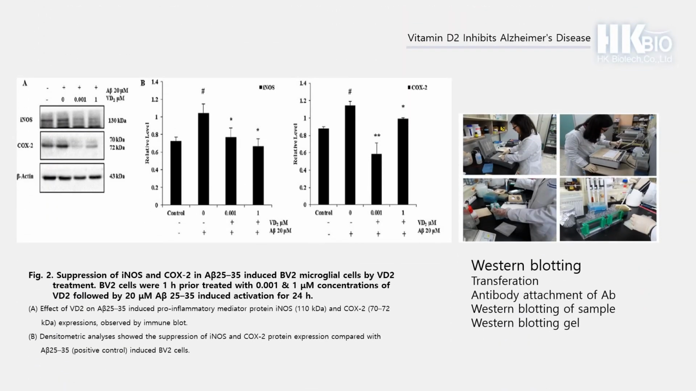After BV2 cells were treated with 1 micromole vitamin D2 and 20 micromoles of A-beta, the inflammatory factors iNOS and COX-2 protein expressions were measured by Western blotting. The expression of these two enzymes was significantly reduced by vitamin D2. iNOS here, COX-2 here. This means vitamin D2 acts as an anti-inflammatory.